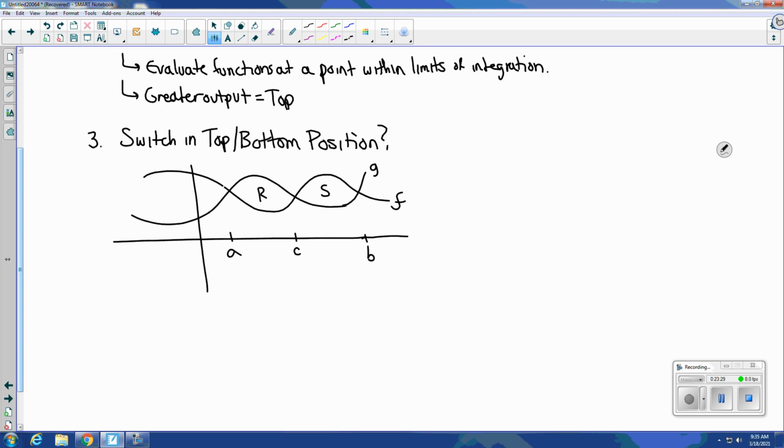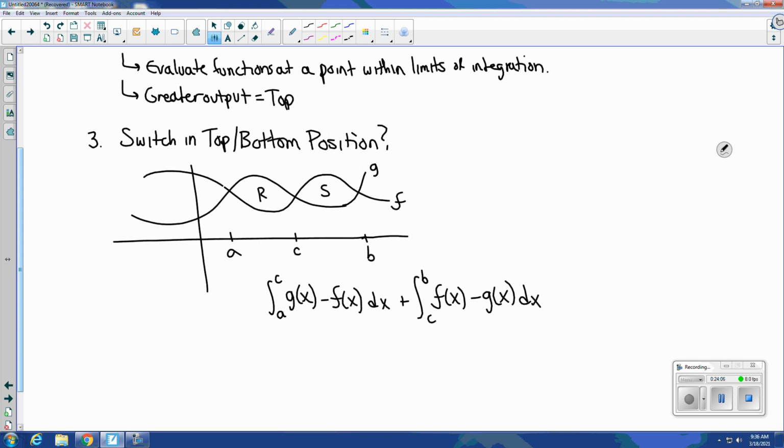Then we're going to just split this problem into two separate integrals. So if there's a switch in top-bottom position, just recognize we're going to have to use two integrals here. We're going to work from A to C, which we're going to have to find. The top function for that R region is G, so we're going to have to do top minus bottom. And then we're going to have to add on another integral that goes from C to B, where this time we're going to do f minus g because, again, the positions of these functions have switched, where g was the top in the first region from A to C, and then f became the top function from C to B.